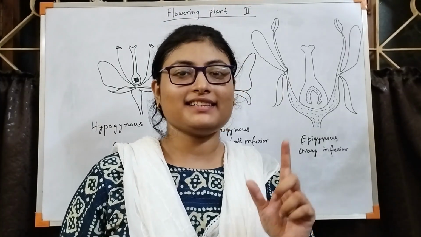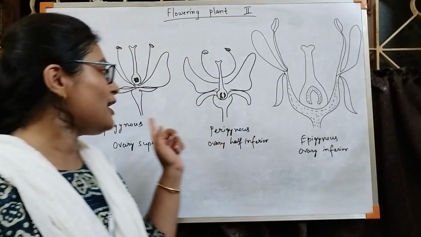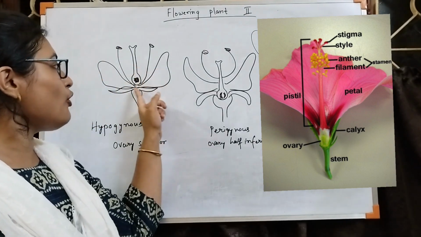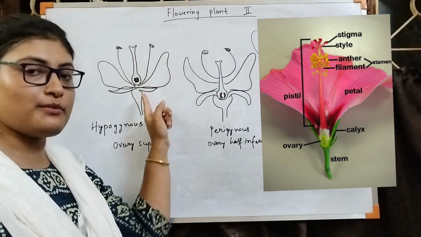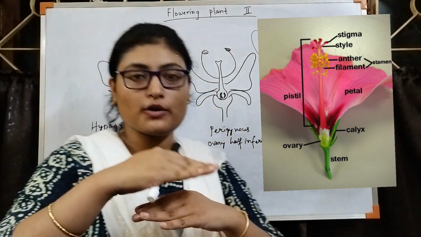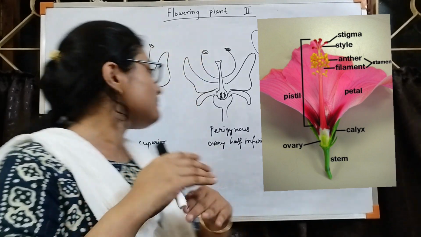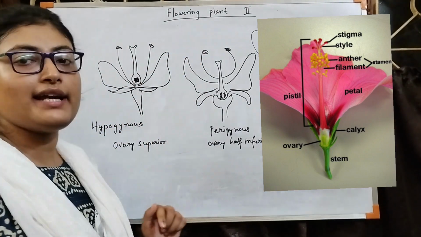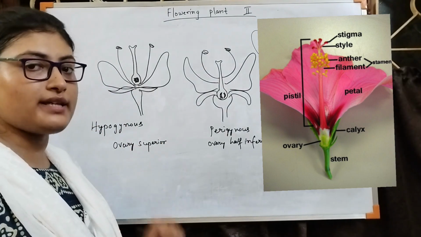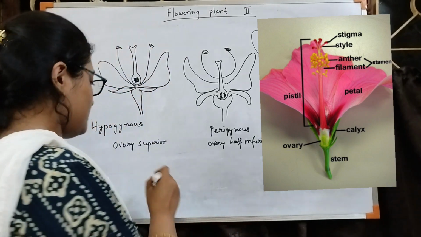Now we will learn the position of gynoecium in the flower. Now the first position, if you see properly, the ovary of the gynoecium or the pistil is superior. Superior means it occupies the highest position in the thalamus. That is why it is known as hypogynous. This ovary is superior. This kind of arrangement can be seen in China rose.